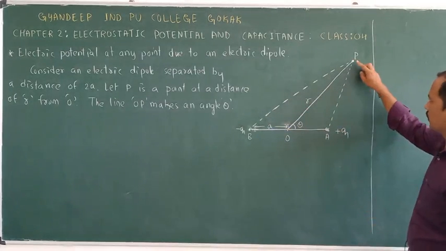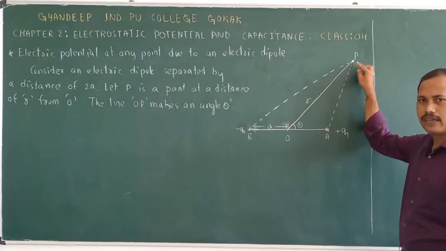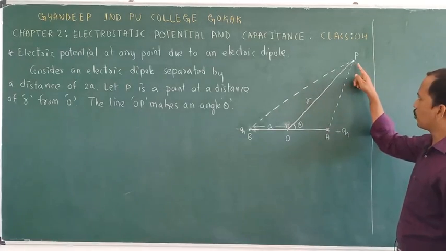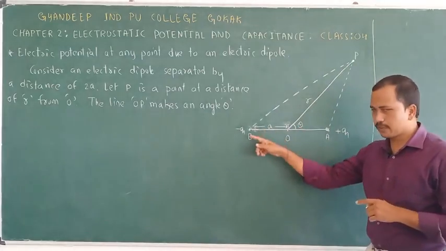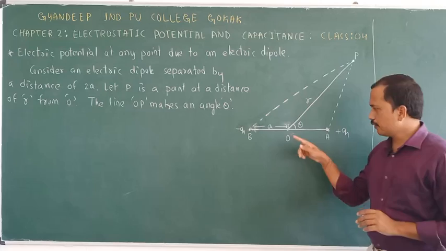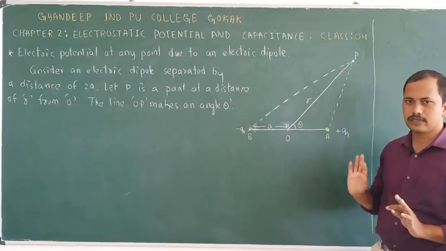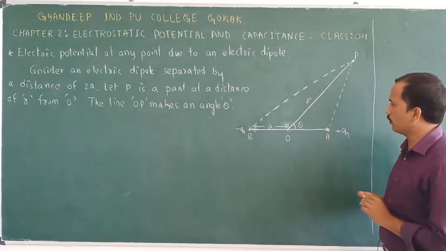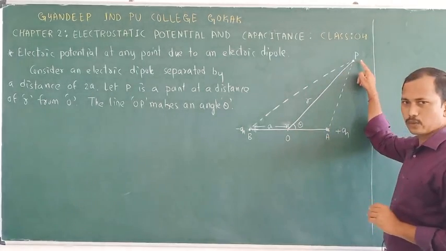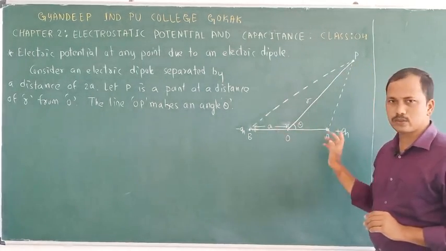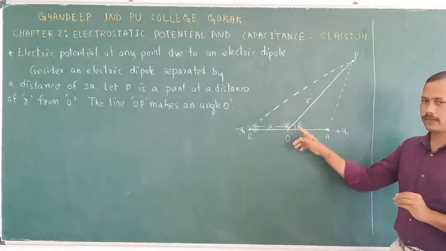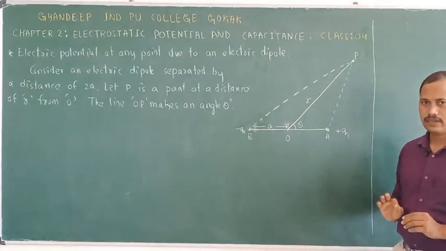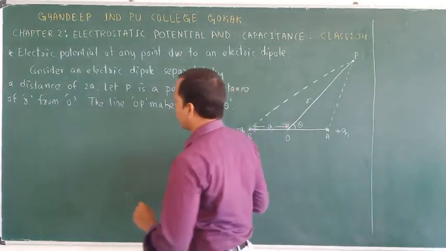Here we have to find the value of the electric potential at this location due to these two charges. If the charge is negative, the potential is negative. If the charge is positive, the potential is positive. So we find the electric potential at this location due to these two charges, and we know only about the distance, which is the OP distance, r. Okay, so I will find the condition.